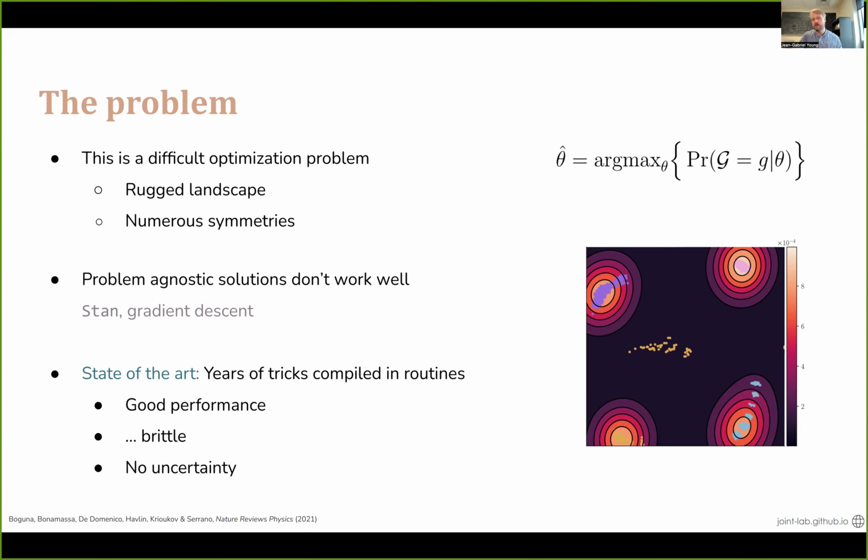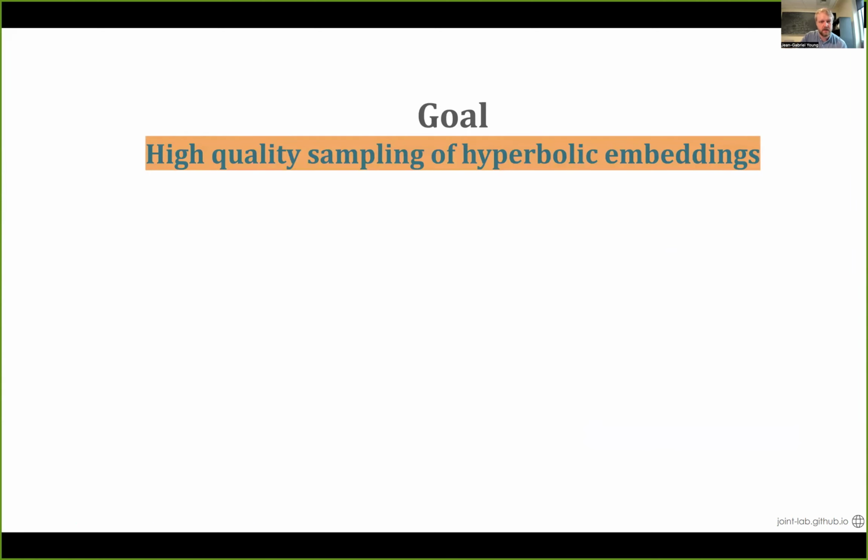And they're also all within the MLE perspective. So they're trying to find one solution. And so for this project, our goal was to try to find a robust way that would always work to sample from the space of solutions. And so we want to be Bayesian, and we want to have a robust algorithm.